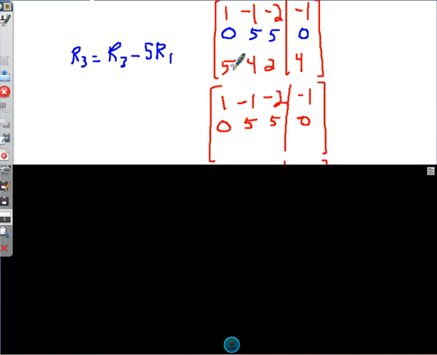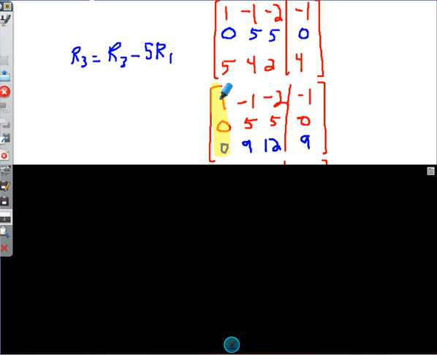Row 3 minus 5 times row 1, which here would give you 5 minus 5. That gives us a 0. Here we'd have 4 minus 5 times negative 1, which would give us a 9. If you keep going, you're going to find out that this is 12 and this is 9. Okay, so we completed our first column.